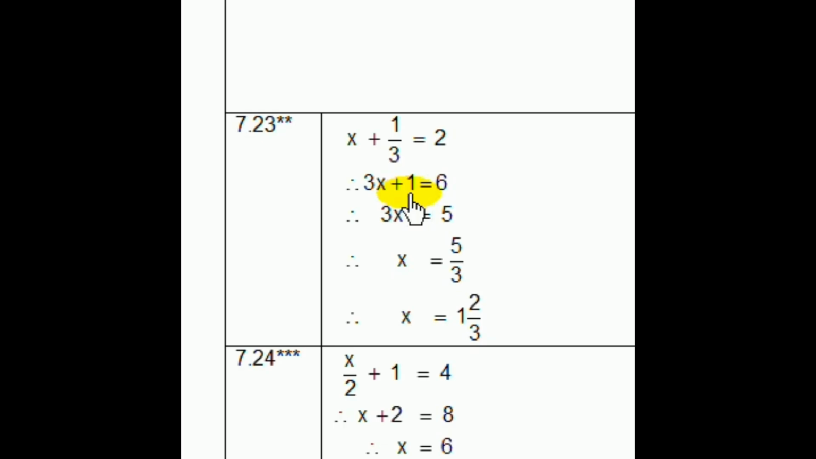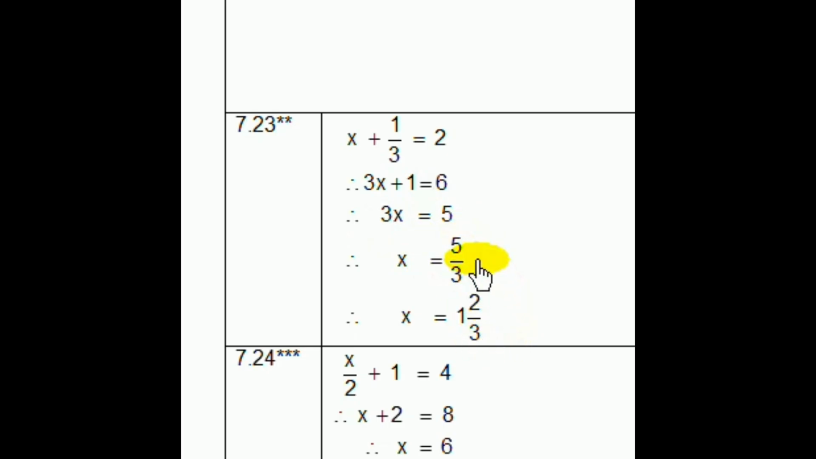Now get rid of that 1 first. Subtract it on each side. And then you divide by 3. Your answer is 5 over 3. And that's not wrong. That's actually very much correct. You can write that as 1 and 2/3, the improper way, and then the mixed way.